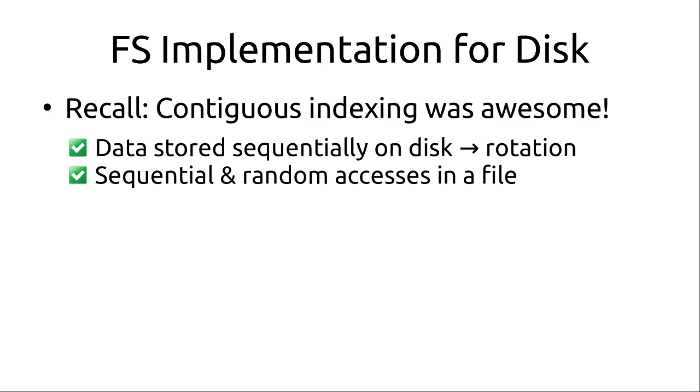So recall initially that contiguous allocation was the bomb. It was amazing. It was fantastic in every way but the one that actually matters. So it was amazing because data was stored sequentially on disk, which means there were all rotational latencies, no seek latencies, right? Everything is contiguous, fantastic. It allowed us to sequentially or randomly access different blocks in the file equally easily because, hey, everything's contiguous. If I want to access the nth block in a file, I just do some math to figure out where that is on disk and access it directly. Fantastic. Must be the best thing since sliced bread.